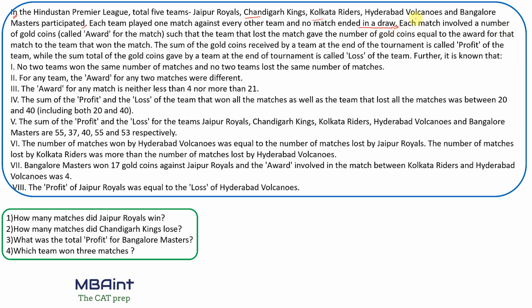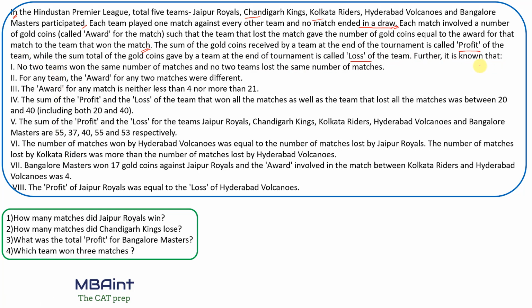Each match involved a number of gold coins called the award for the match, such that the team that lost the match gave the number of gold coins equal to the award for that match to the team that won the match. Fine. The sum of the gold coins received by a team at the end of the tournament is called the profit of the team, while the sum of the total gold coins given by the team is called the loss of the team. Fine. Further, some information is given.